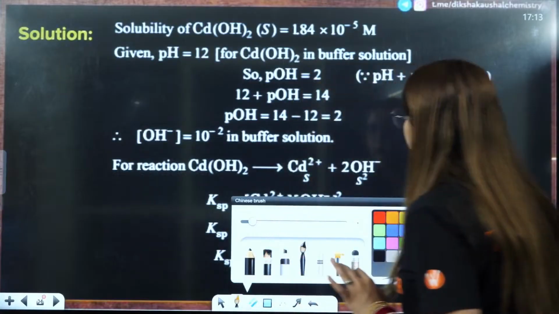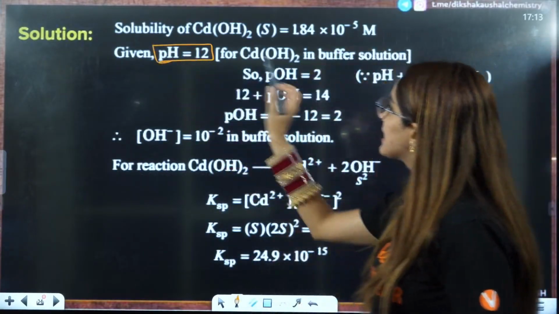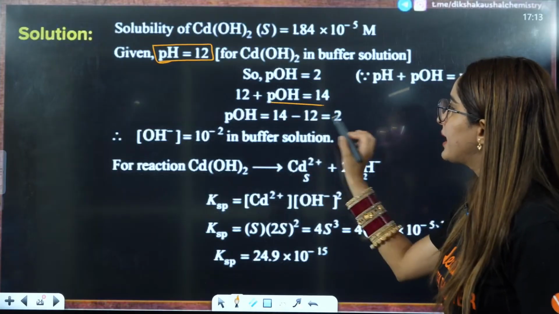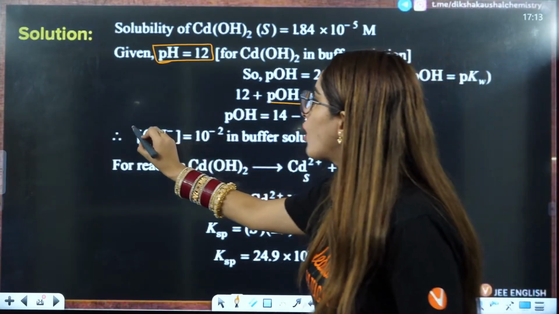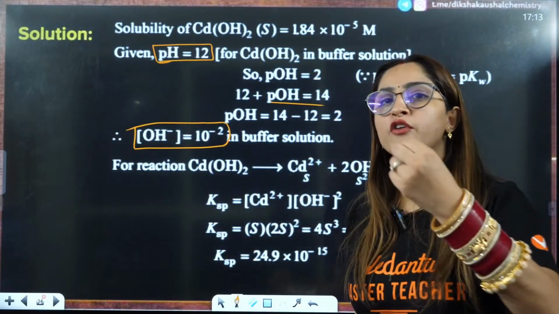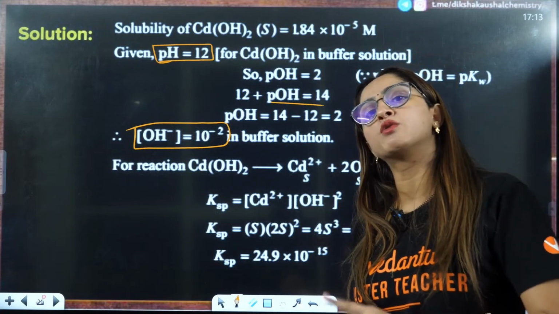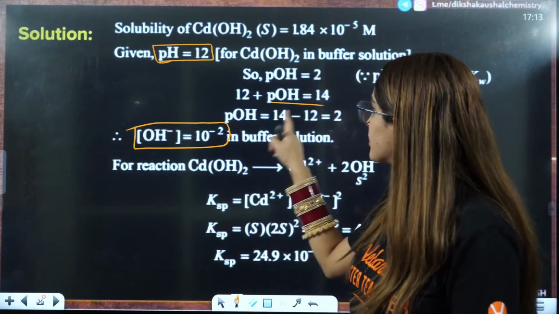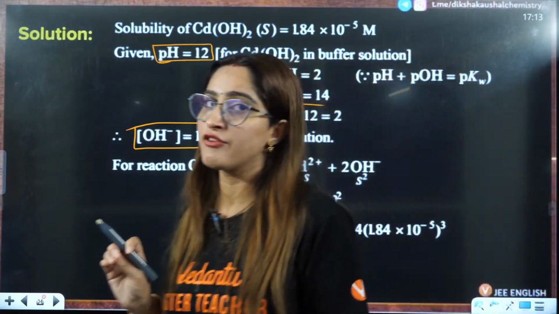First thing is, they have given you that for this solution your pH is 12. That means your pOH value will be equal to 2, that is 14 minus 12. Now if pOH is X, then the concentration will be 10 raised to minus X. Here it is 2, so it will be 10 raised to minus 2. That is the value of OH negative ions.